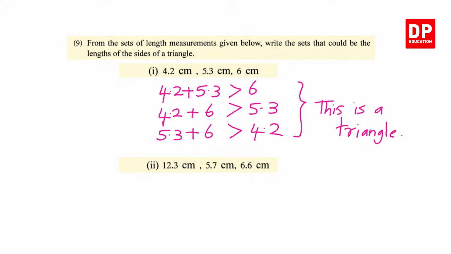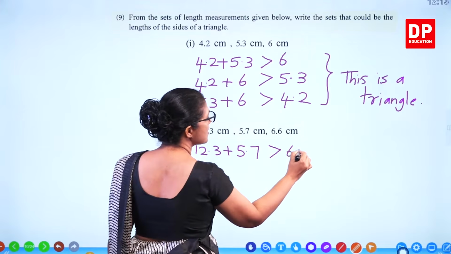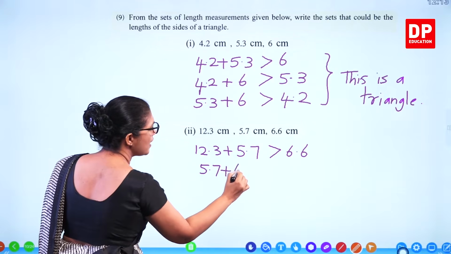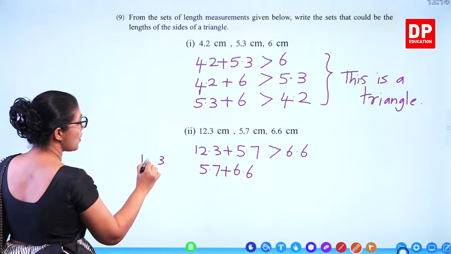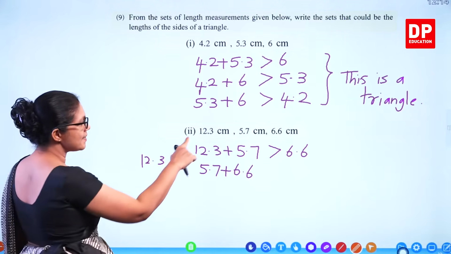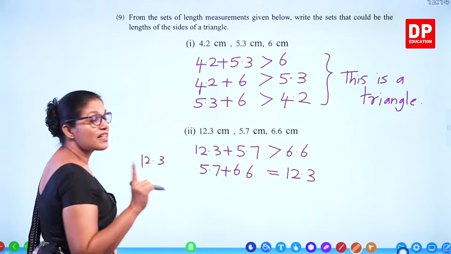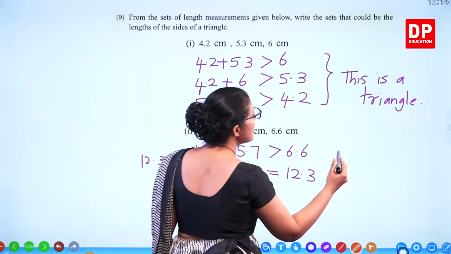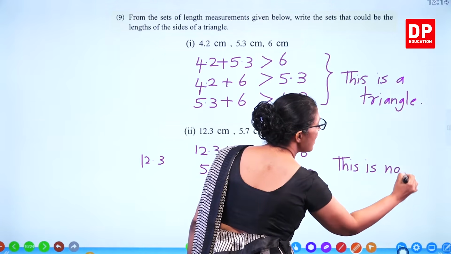Look at this one. So we'll add and see. 12.3 and 5.7, that's more than 6.6. We'll add these two and see. 5.7 and 6.6, what's the value? 12.3. Now what happens? It's equal to 12.3 and not greater than. So we can't draw a triangle. So in this case, this is not a triangle.